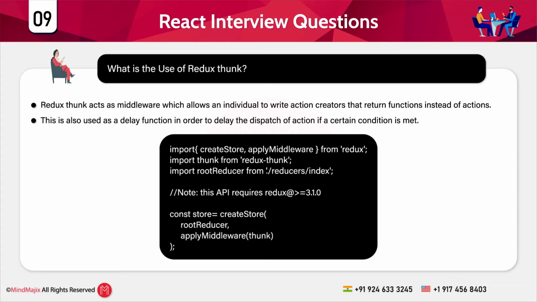As you can see here, this API requires Redux version 3.1.0, and then you have the constant store, and here you write createStore, and in createStore you pass rootReducer and applyMiddleware, and basically you're passing the parameter as thunk. I hope this code helps you understand the use of Redux Thunk.